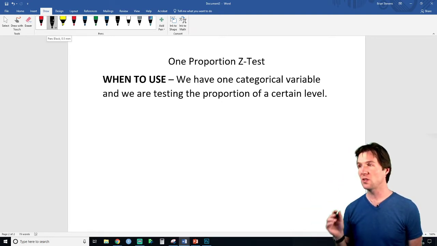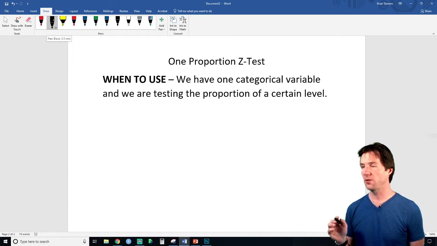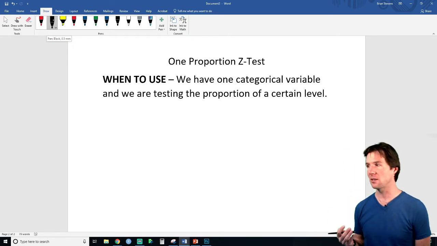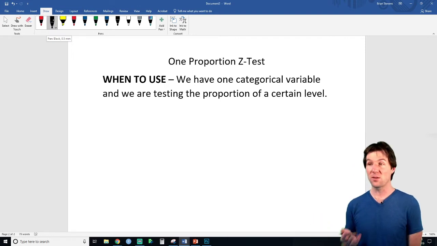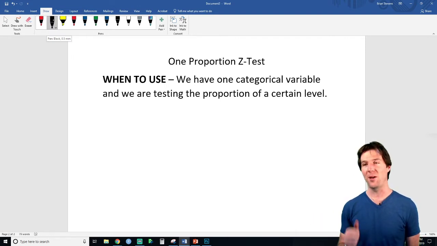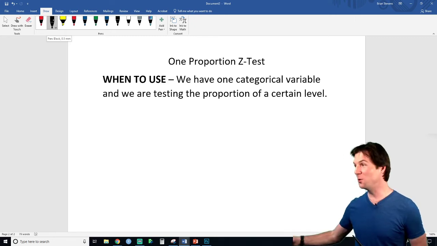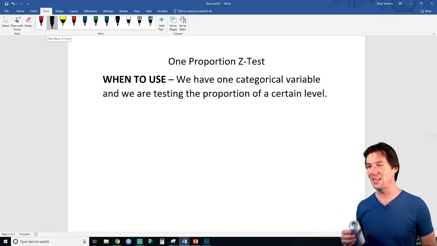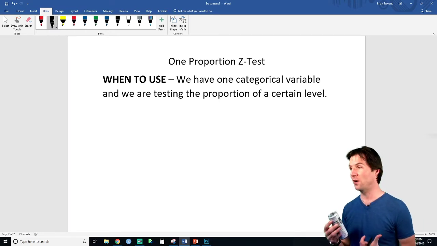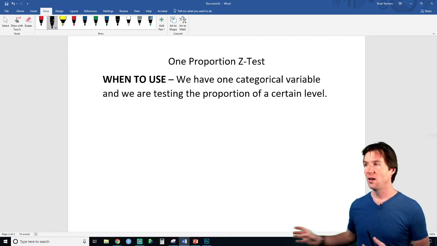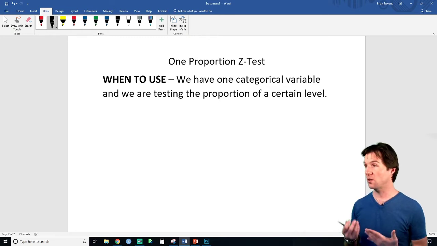The 1 proportion z-test is for categorical variables. Think about it right now. What could we test? I say things like, let's test the proportion of students who like Taco Bell. You'd have to walk up to someone and say, do you like Taco Bell? And that answer should definitely be yes. Do you drink Red Bull? That's a categorical question right there. Categorical questions are things that are answered like yes, no, or true, false. Those put things into categories, and we just want to figure out the proportion of a certain level.